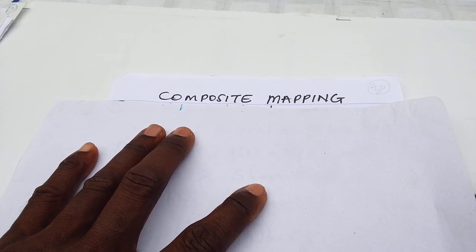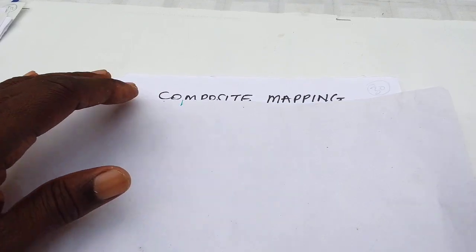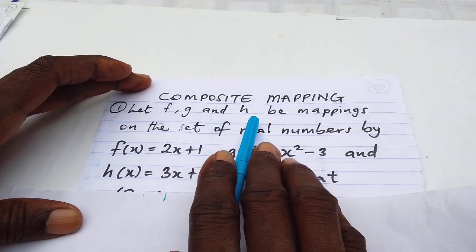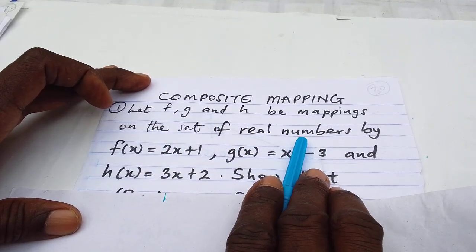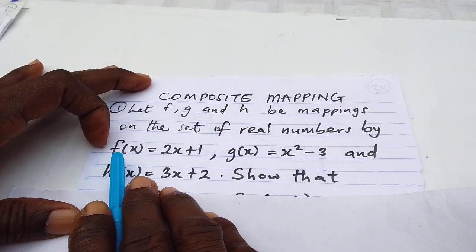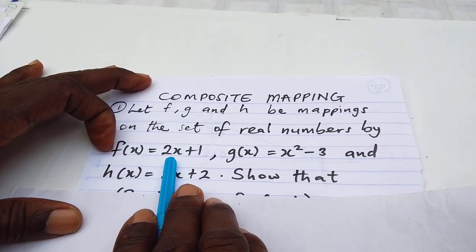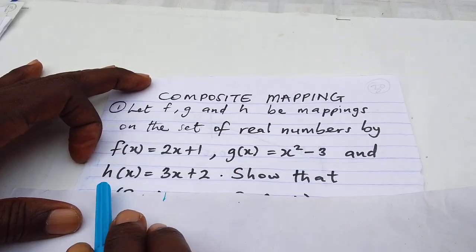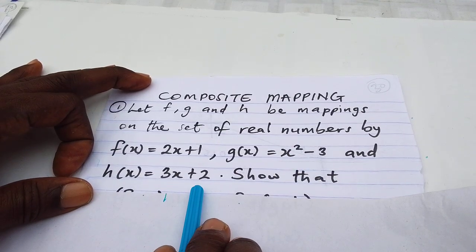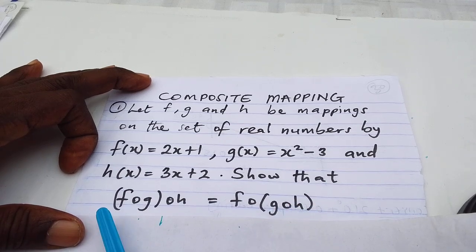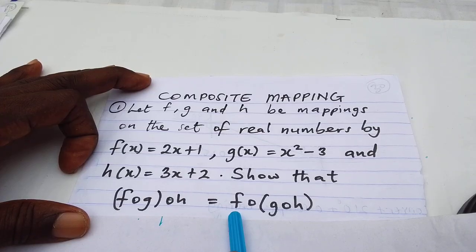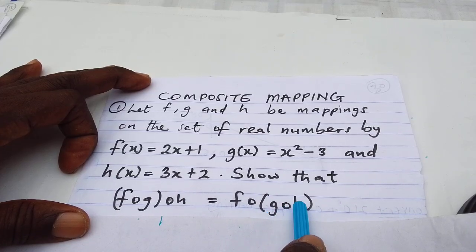Hello students, we are still on composite mapping. Now let us look at this example. Let f, g and h be mappings on the set of real numbers. The mapping of f is 2x plus 1, the mapping of g is x squared minus 3, and the mapping of h is 3x plus 2. Show that fo(goh) is equal to (fog)oh.